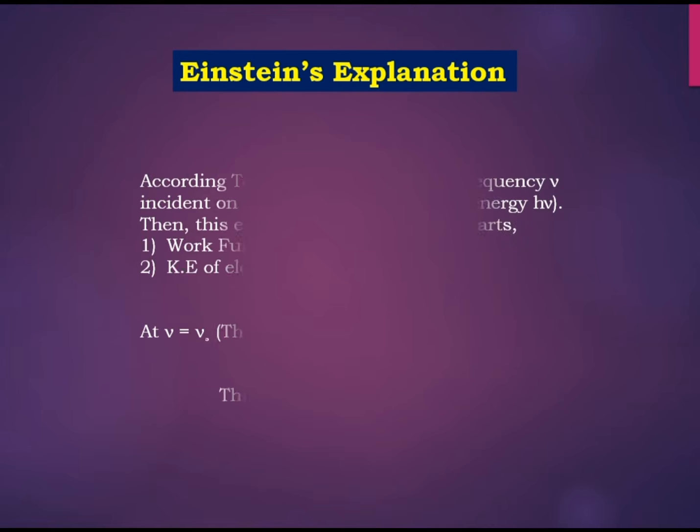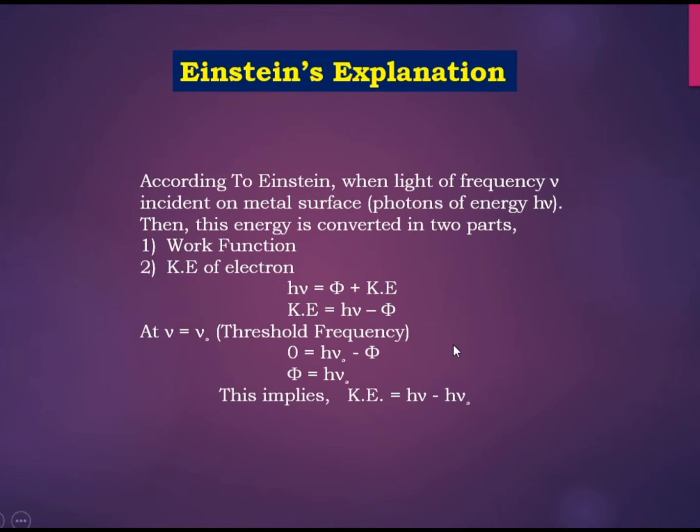Einstein gave the explanation for this photoelectric effect. Let us see what that explanation was. He said that the light which is incident on the metal surface is divided into two parts. What were those two parts? First was the work function, which is dependent upon the material we are using, the metal we are using. Okay, so first was the work function and second was the kinetic energy.